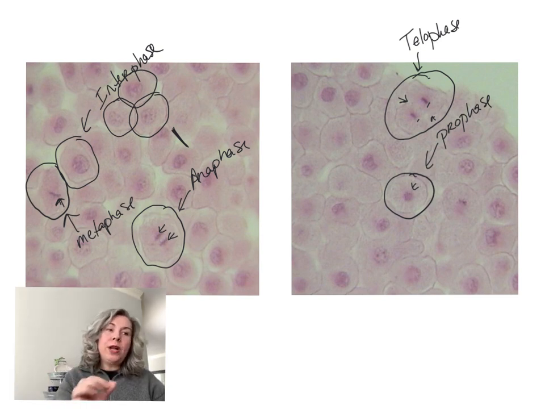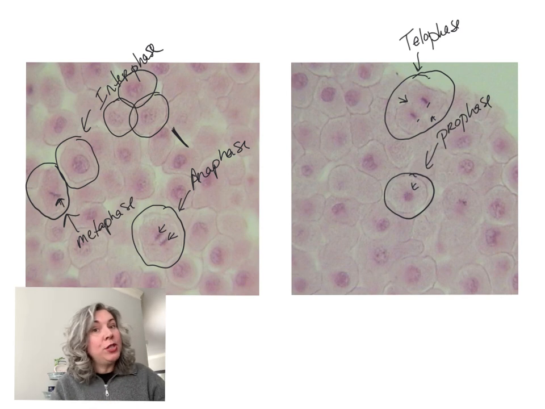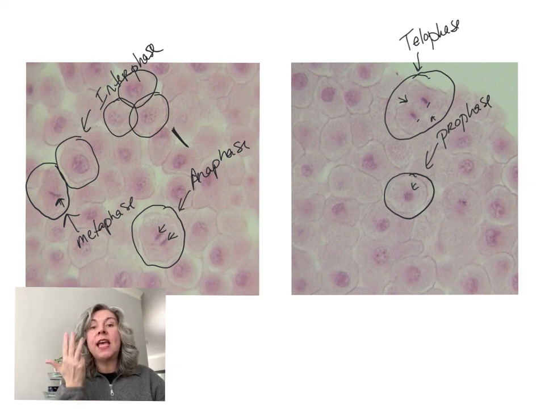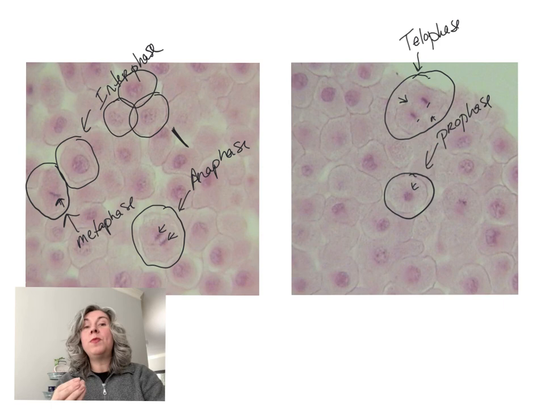Okay, so what you need to be able to do is pick out interphase and then the stages of mitosis: prophase, metaphase, anaphase, and telophase. Look for the location of those chromosomes for mitosis. And cytokinesis just falls at the end. Those chromosomes are going to unwind, turn right back into chromatin form, and it's going to look like two interphases.